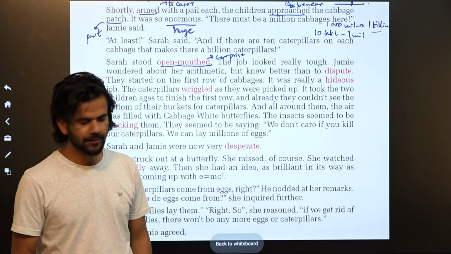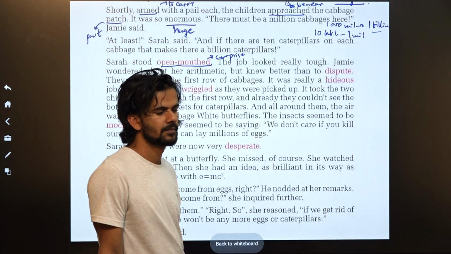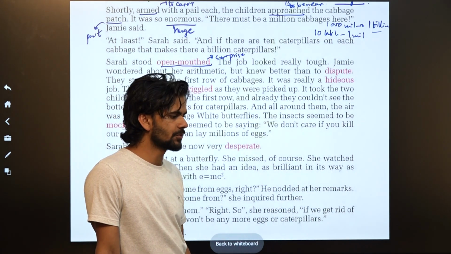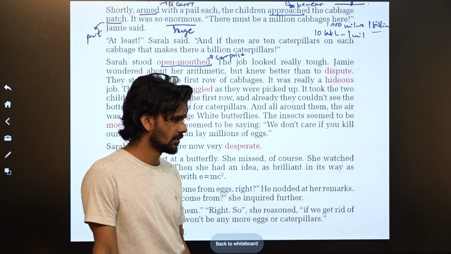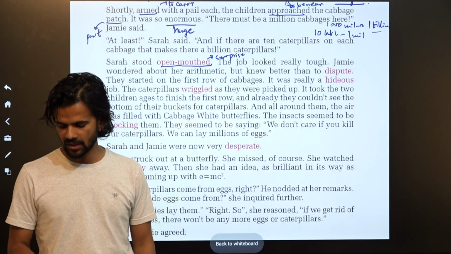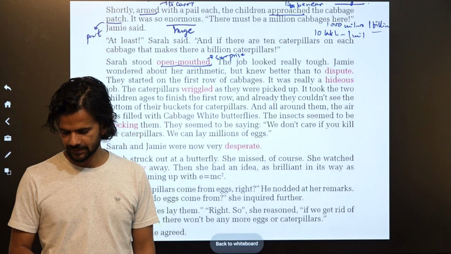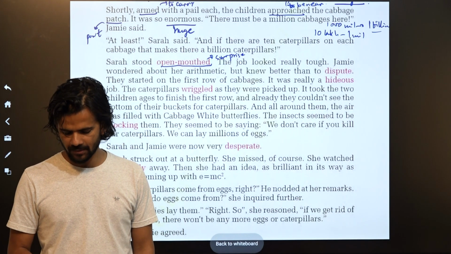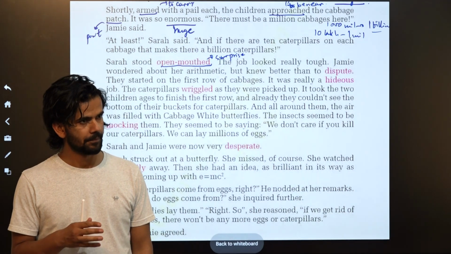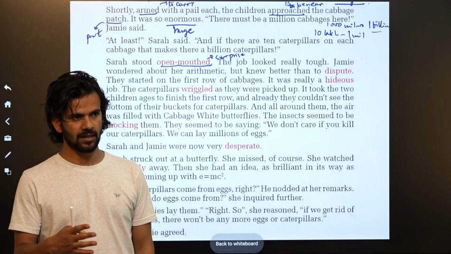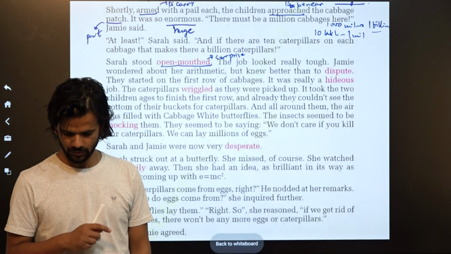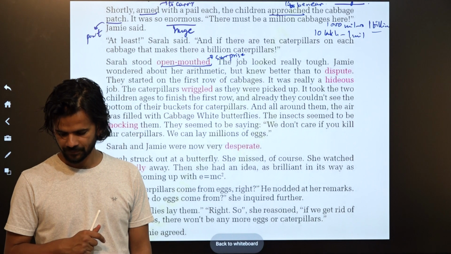Why was she surprised? Because that piece of land where the cabbage was grown was huge. And they didn't know where to start. The job looked really tough. Oh my God, how should we do this? It's tough. Jamie wondered about her arithmetic, calculation. Billion. If each is 10, there are so many cabbages, 1 billion caterpillars to pick. So he wondered about them, but knew better than to dispute.